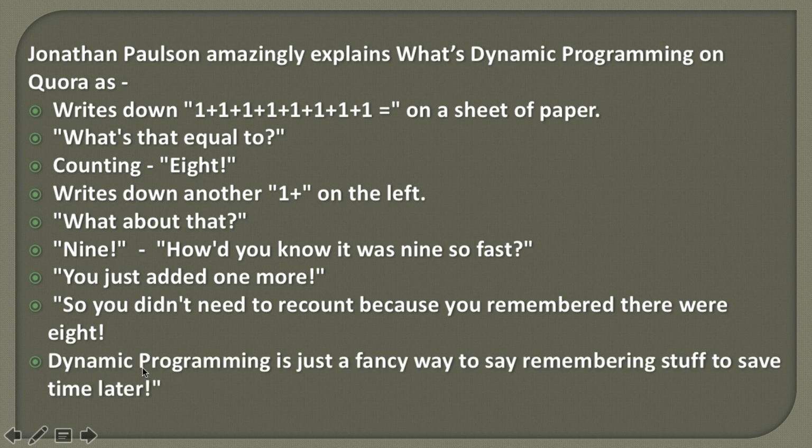So friends, here you can see that dynamic programming is just a fancy way to say remembering stuff to save time later. Let's say we calculated these values, and when we added plus 1, we didn't need to count everything again. We knew that all these values added to 8, and we simply added plus 1 and gave the answer as 9. And if we add 2 to it, we wouldn't have counted everything again. We would have straight away replied 11, because 9 plus 2 gives us 11.